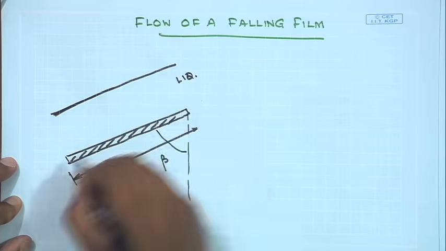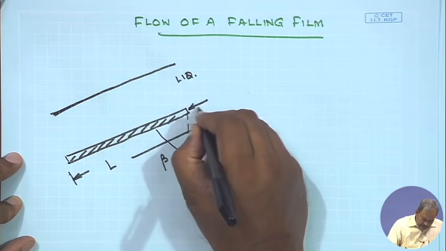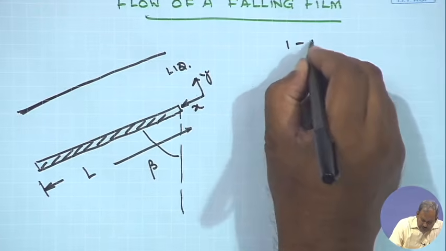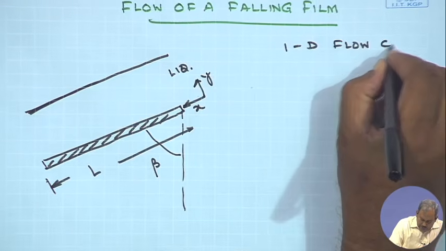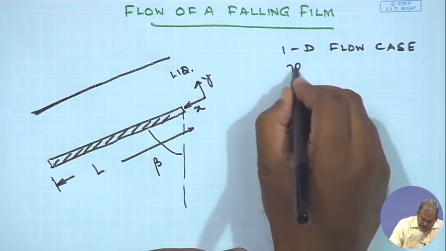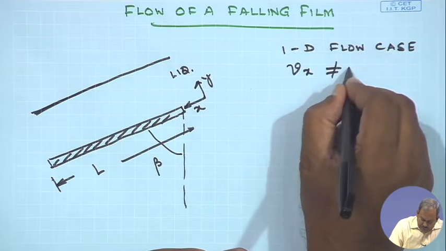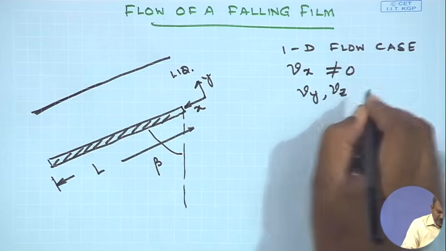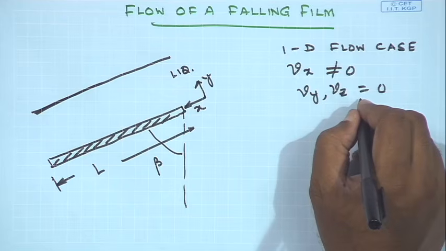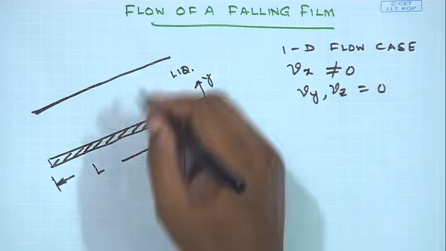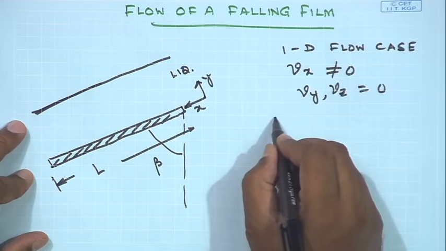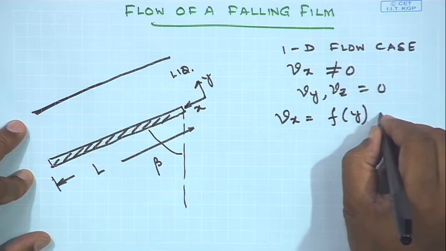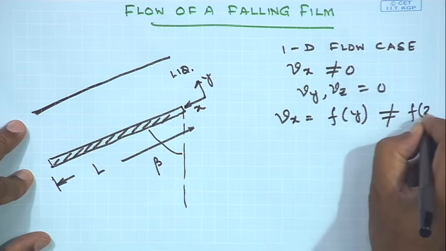where this is x direction, this is y direction, and it's a 1D flow case. What I mean here is that Vx may not be equal to 0, but Vy and Vz both are equal to 0. And if you also can see carefully, you would see that Vx is going to be a function of y, but it's not going to be a function of z.